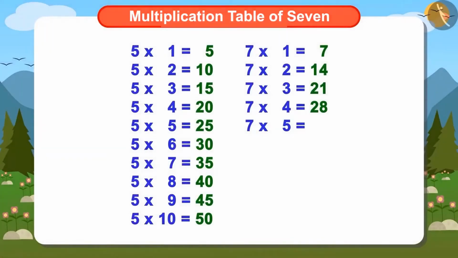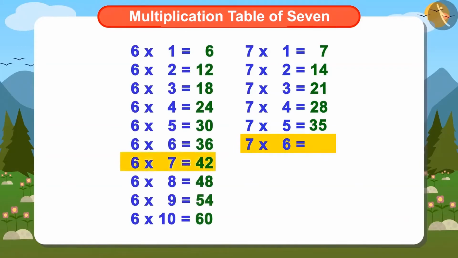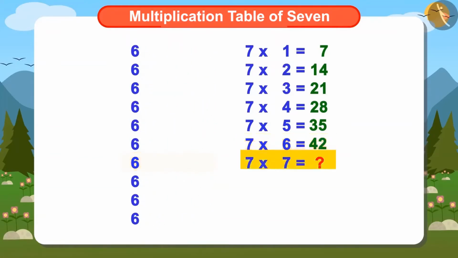So, how much is 7 multiplied by 5? You are absolutely right that 7 multiplied by 5 would be the same as 5 multiplied by 7, which is 35. The next number in the multiplication table of 7 is 7 multiplied by 6, which is same as 6 multiplied by 7, which is 42. Now let's find out 7 multiplied by 7.